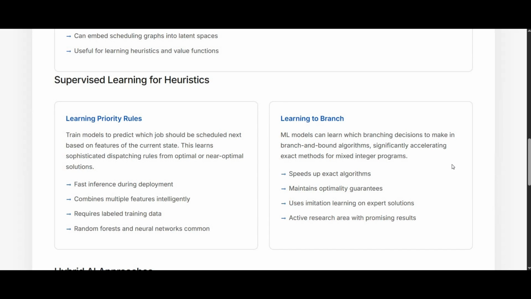Machine learning models can be trained to predict the best branching decisions. They imitate expert strategies, so instead of exploring blindly, they focus on promising paths, dramatically speeding up computation while maintaining optimality guarantees. This approach uses imitation learning where models learn from expert solutions. It's an active area of research showing strong results for large-scale scheduling and optimization problems.